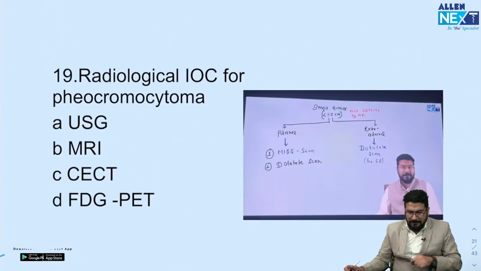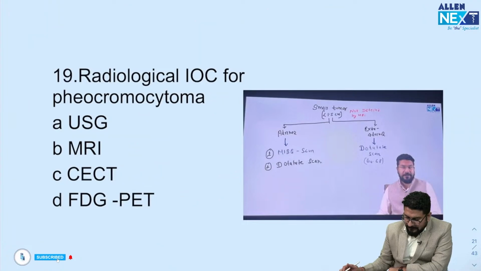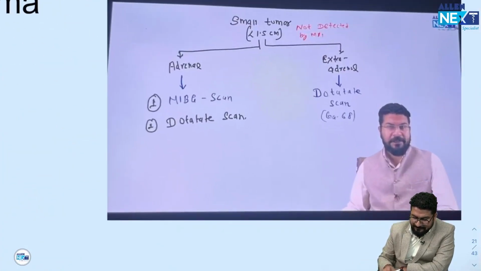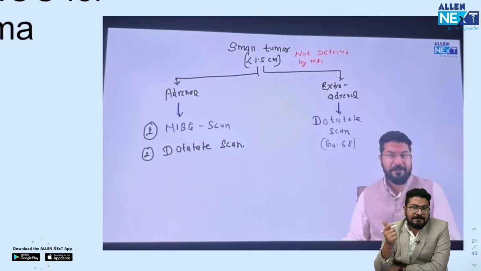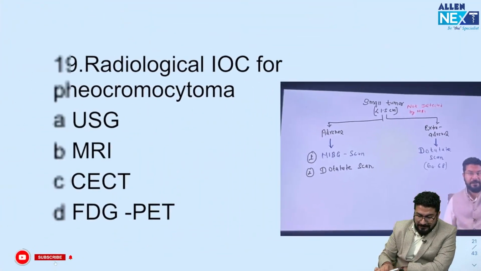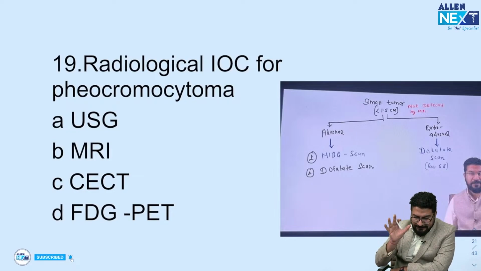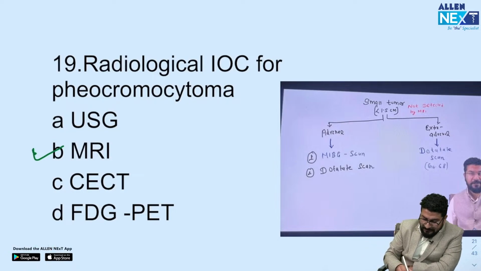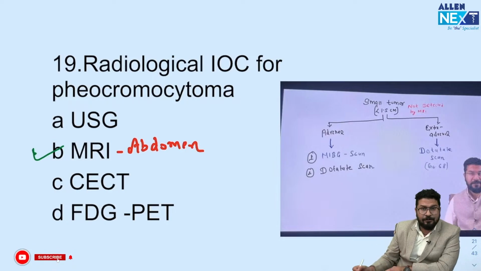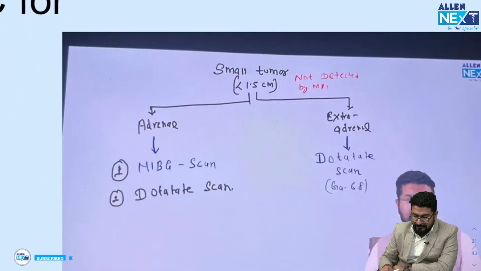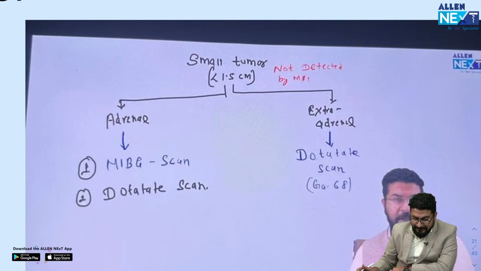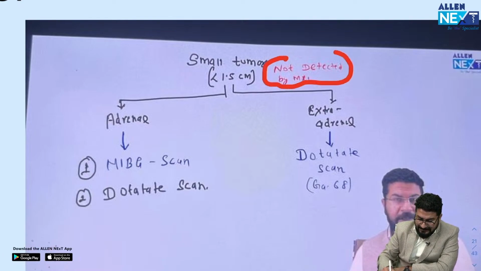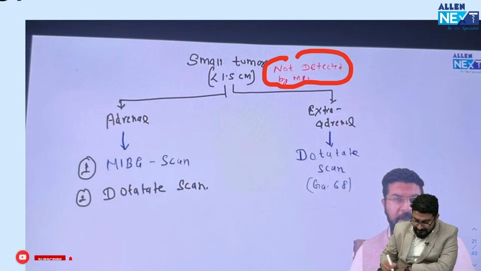Coming to the next one, radiological investigation of choice for pheochromocytoma. We have discussed in the class that in pheochromocytoma, the first thing we test is urinary metanephrine, then plasma metanephrine. If you want to localize the tumor, we go for MRI abdomen. But if the tumor is small, less than 1.5 centimeter, it is not seen in MRI. In that case, we can do an MIBG scan or a DOTATATE scan.